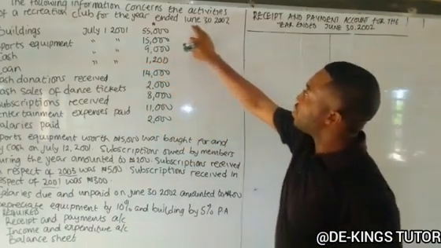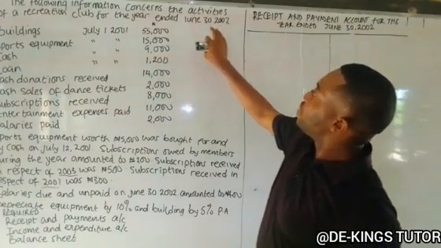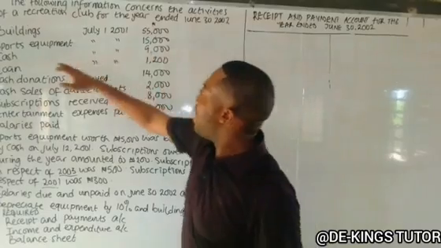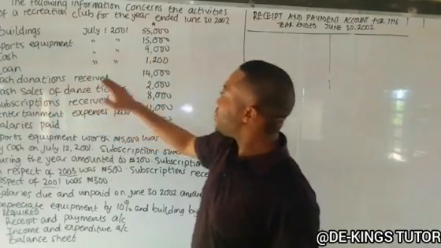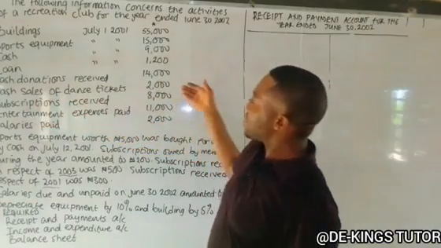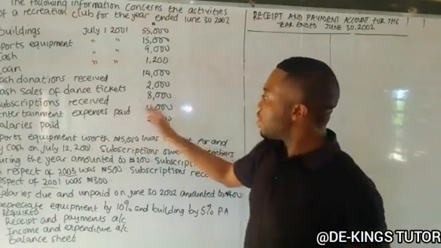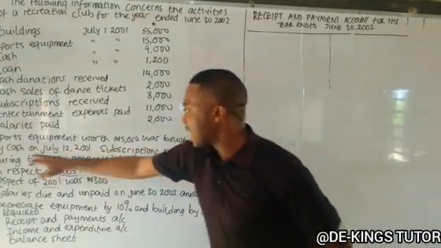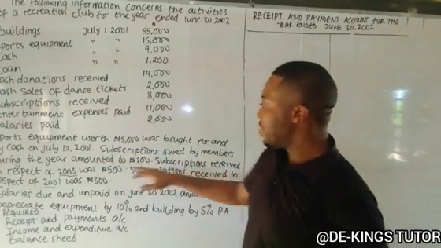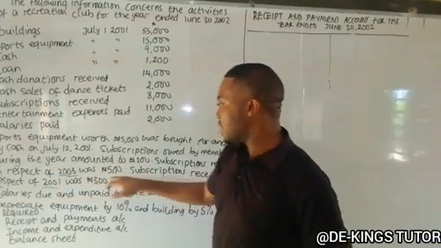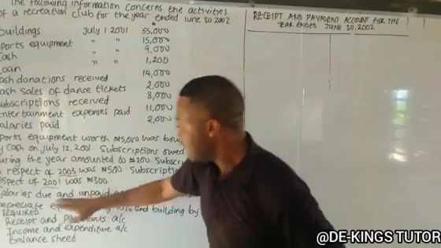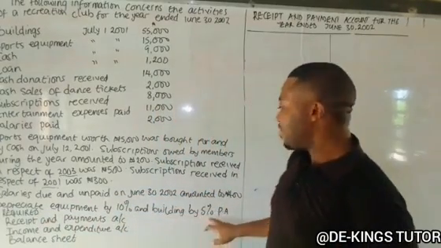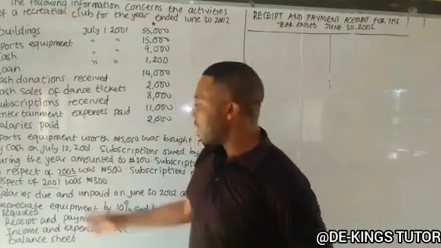Now the question says: the following information concerns the activities of a recreation club for the year ended June 30, 2002. Building on July 1st, 2001, 5,000; sports equipment, 15,000; cash, 9,000; loan, 1,2. Cash donations received, 14,000. Cash sales of dance tickets, 2,000. Subscription received 8,000, entertainment expenses paid 11,000, salaries paid 2,000. Sports equipment worth 5,000 was bought and paid by cash on July 12, 2001. Subscription owed by members during the year amounted to 200. Subscription received in respect of 2003 was 5. Subscription received in respect of 2009 was 300. Salaries due and unpaid on 30th June is 400. Depreciate equipment by 10% and building by 5% per annum. Required: prepare receipts and payments, income and expenditure, and the balance sheet.